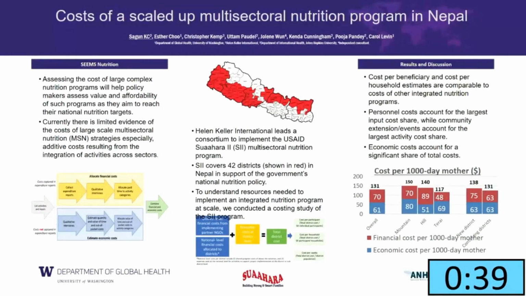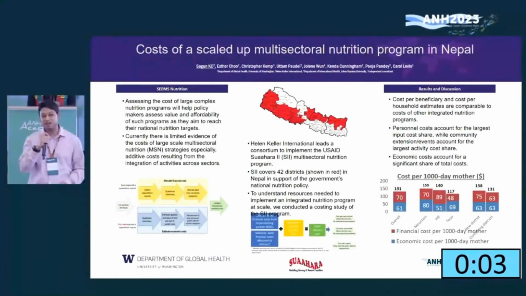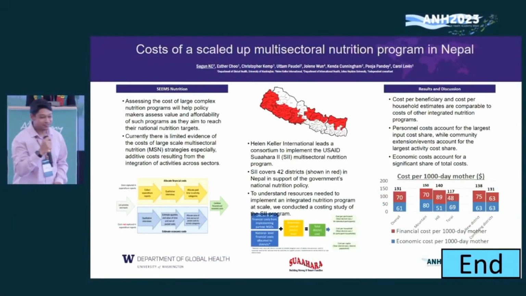Suhara is a large-scale multi-sectoral nutrition program in Nepal, reaching up to 2 million women and children across 44 districts. So a mixed method of cost analysis was done for Suhara using the societal approach, analyzing total as well as unit cost. Costing results show that the unit cost per beneficiary and household is comparable to that of other multi-sector nutrition programs. Personnel costs account for the largest share in input cost share, and community events account for the largest share in activity cost share. And economic costs are a significant share of overall cost. For more, please visit poster number 17. Thank you.